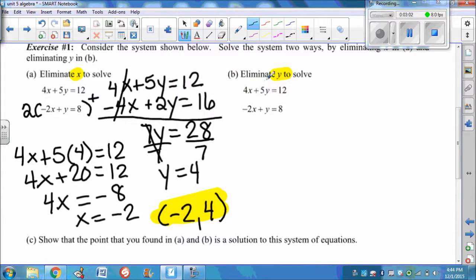So now the second part, it's the same system as it is in part A, but now they're asking us to eliminate y. So in order to eliminate the y's, I've got a positive 5y over a positive 1y. So I've got to force those opposites to happen. So 4x plus 5y equals 12.